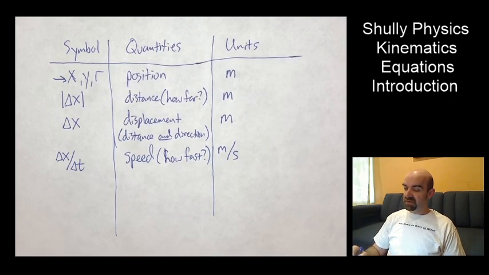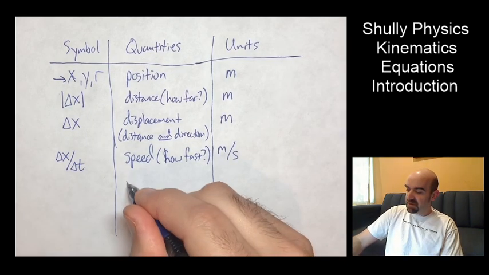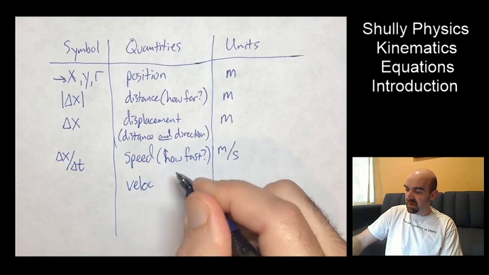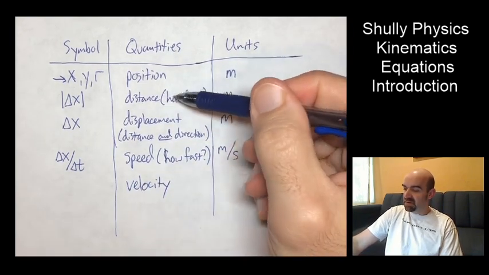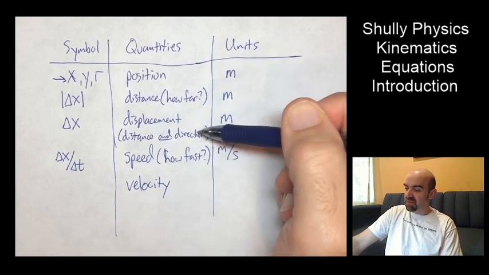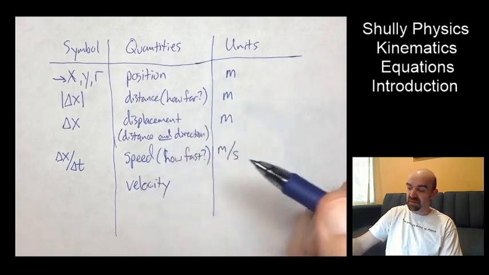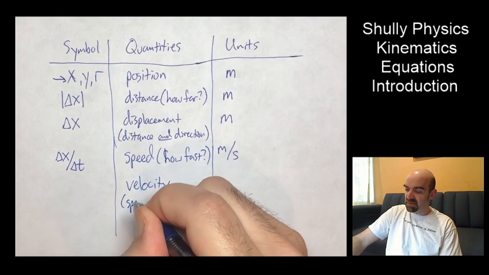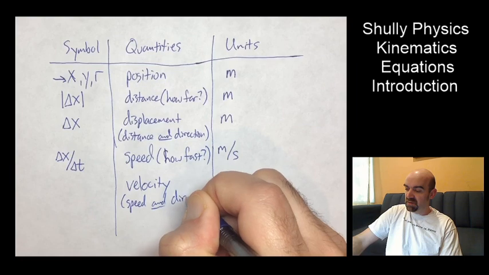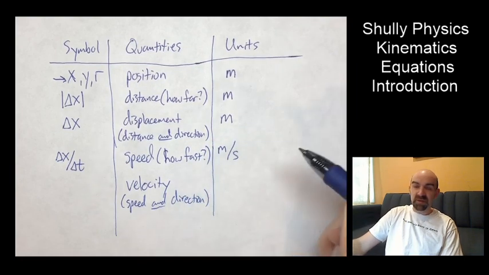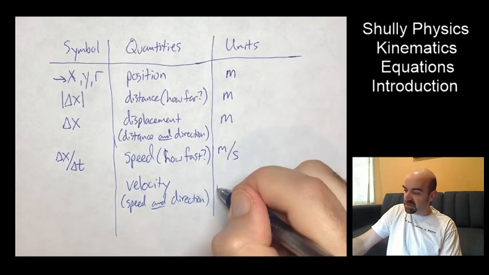Speed answers how fast. All right, our next one that's related is how fast and in what direction. And that word is velocity. Velocity answers how fast and in what direction. You'll see a parallel here: distance to displacement adds direction to it. So speed to velocity also adds direction. So speed and direction is velocity. It's also measured in meters per second.